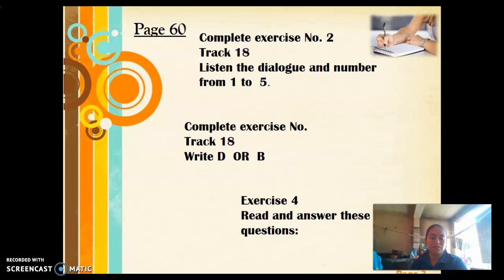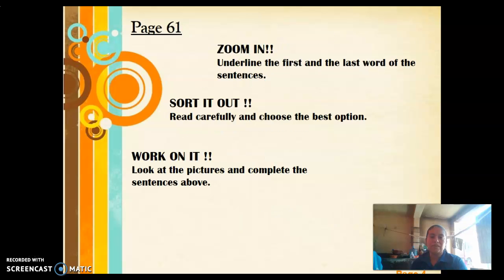And we're going to continue with page 61. On this page, we have 3 exercises. We have Sum It Up, Sort It Out, and Work On It. But what we're going to do in Sum It Up is very simple. The only thing that you have to do is to underline the first and the last word of the sentence. The sentences are very short.